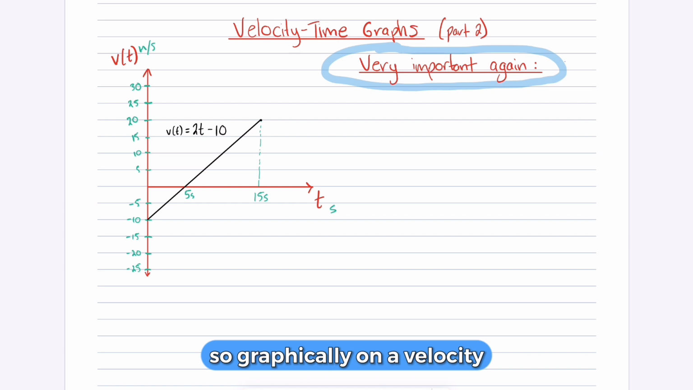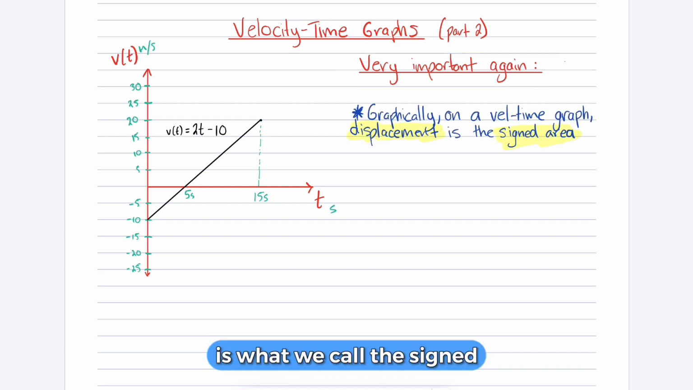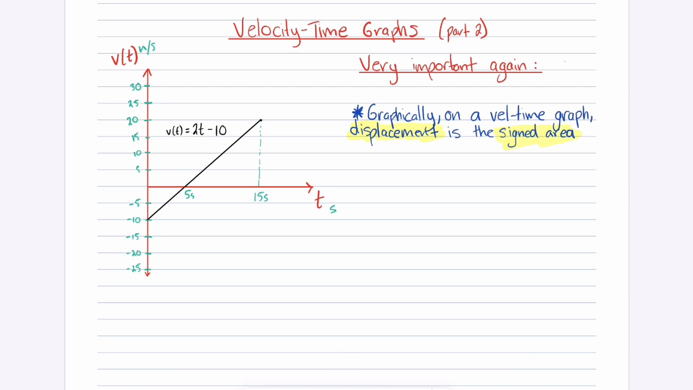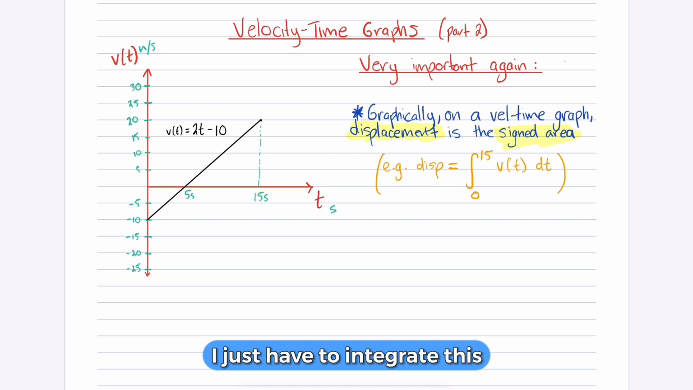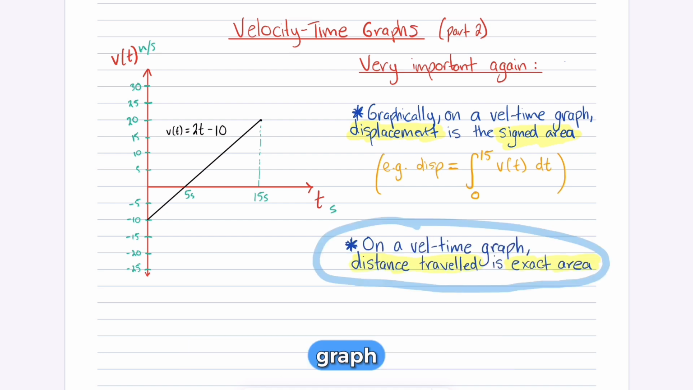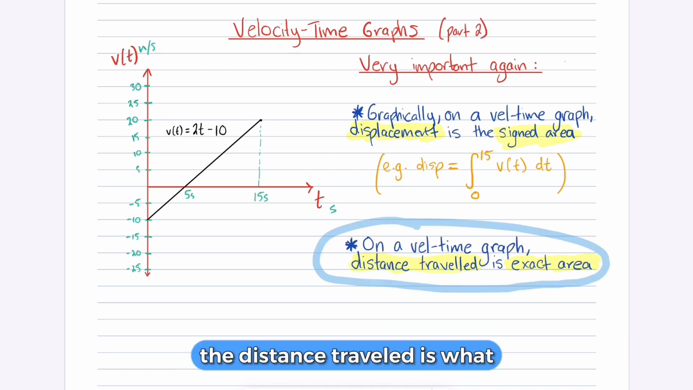So graphically on a velocity time graph, the displacement is what we call the signed area. What I mean by the signed area is, if I wanted to find the displacement of this object, which is the distance from its start point after 15 seconds, I just have to integrate this velocity function between 0 and 15. Now on the same velocity time graph, the distance traveled is what we call the exact area.